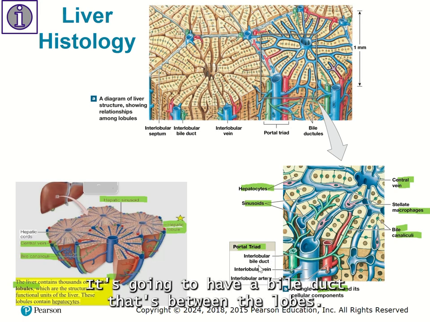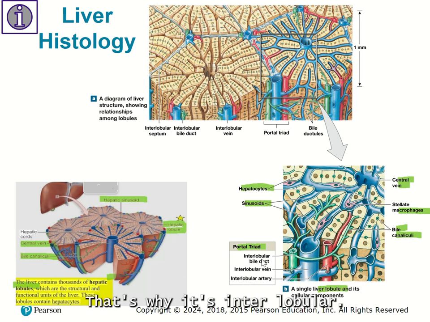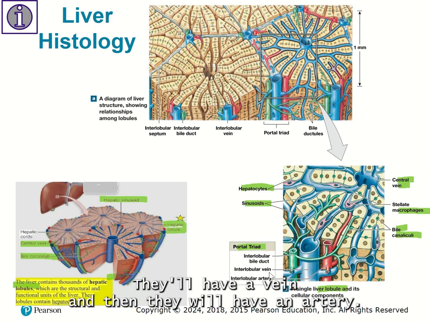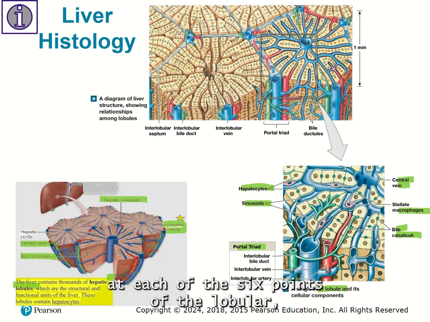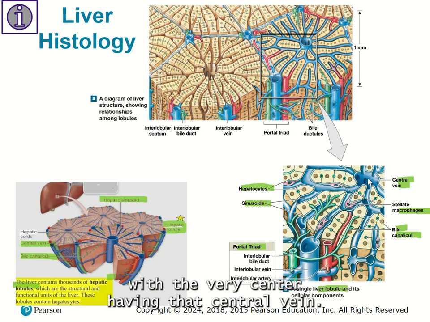It's going to have a bile duct that's between the lobes. That's why it's interlobular. They'll have a vein, and then they will have an artery. So all 3 of these are going to be grouped together at each of the 6 points of the lobule, with the very center having that central vein.